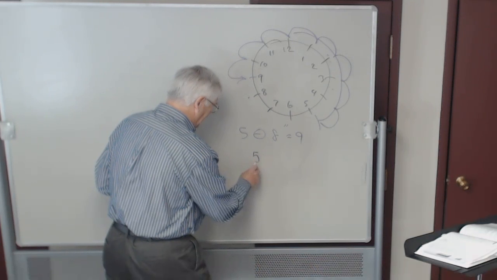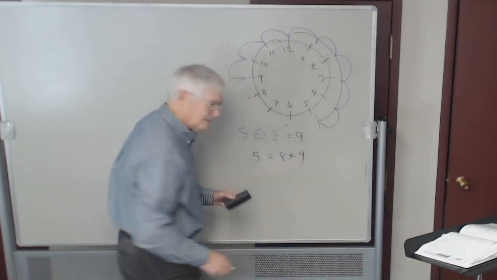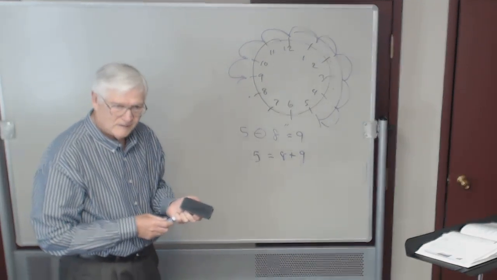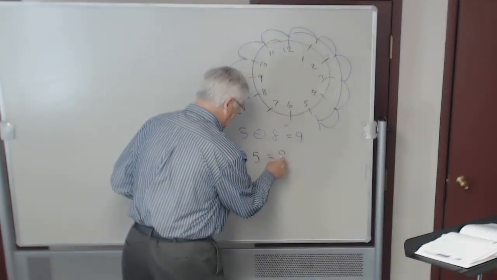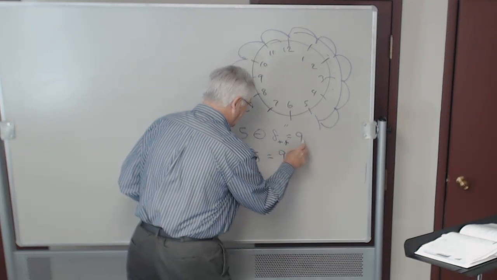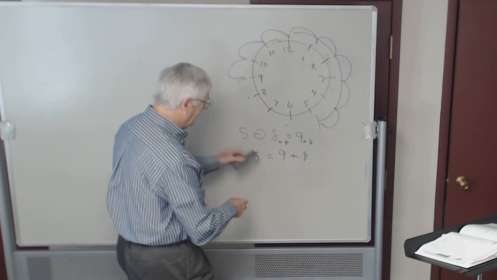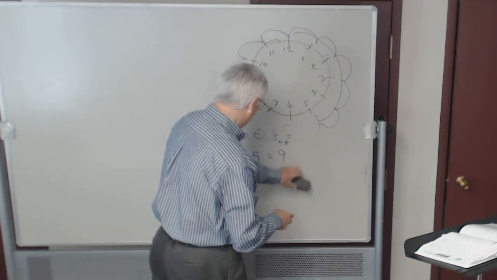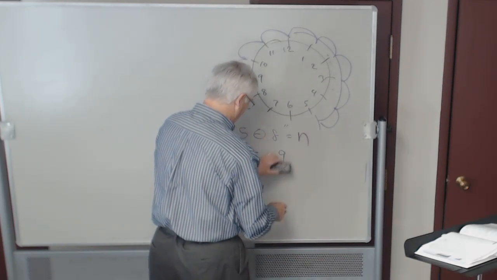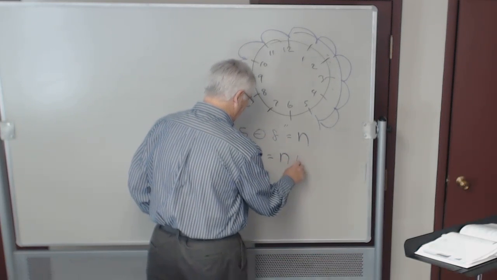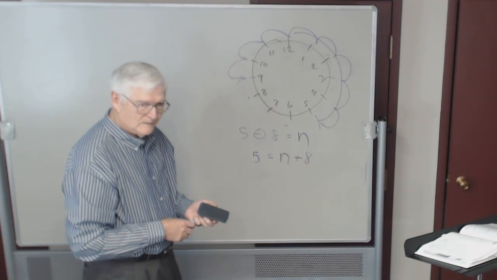means the same as 5 equals 8 plus 9. Everybody see that? That'd just be 9. Or maybe it'd be easier to see 9 plus 8, because you add 8 to both sides. So 5 minus 8, if 5 minus 8 equals n, then 5 equals n plus 8. Okay.